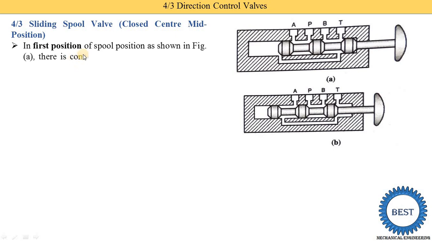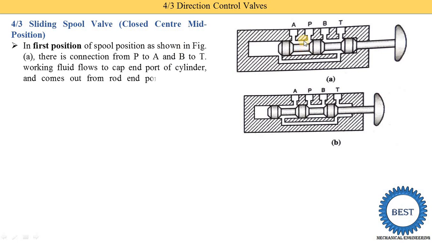In the first position of the spool, the position is as shown in figure A, in which you see that there is a connection from P to A and B to T. This sectional view indicates the valve body. This is a sliding spool, and it is operated by using this push button. Here you see the various ports given: 4 ports, A port, P port, B port and T port. In these 4 ports, 3 positions are possible.